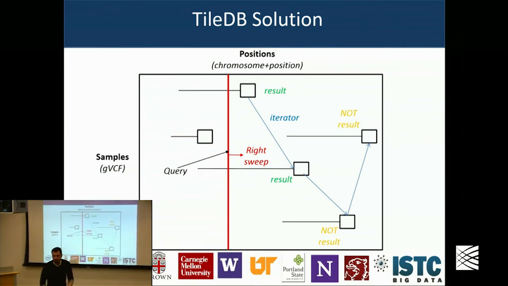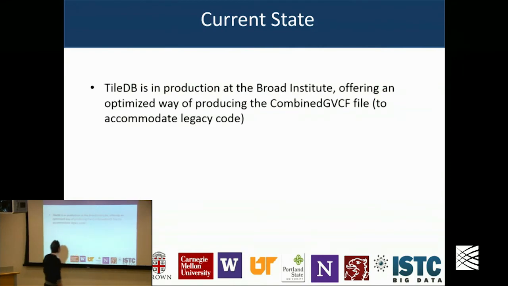If you don't want to generate the combined GVCF file, you just need this database, and you just query, and this is going to be given to you very fast. If you want to do selected positions instead of everything. All right, so what is the current state?